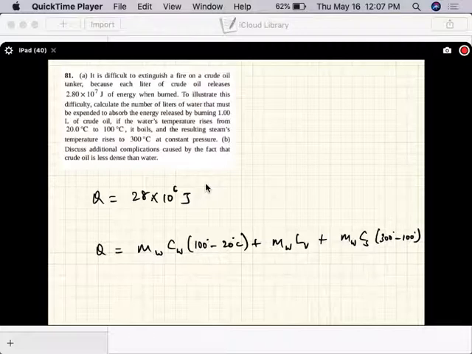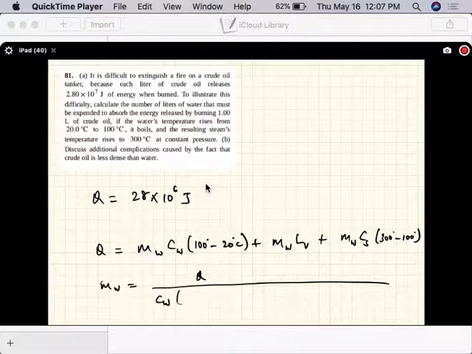Okay, so let's find what is that mass of water. So the mass of water would be Q divided by the quantity: c_w times 80 degrees Celsius, plus the latent heat of vaporization, plus the specific heat of steam times 200 degrees Celsius. Okay, that's the mass of water we need to dump.